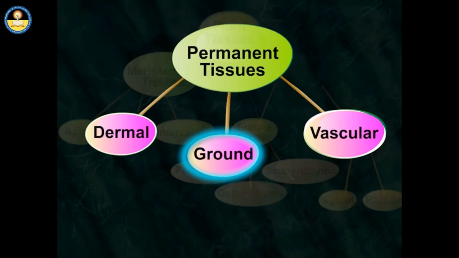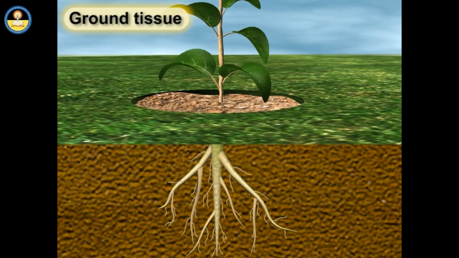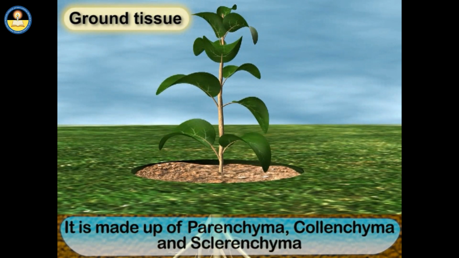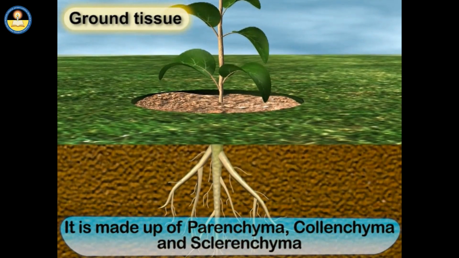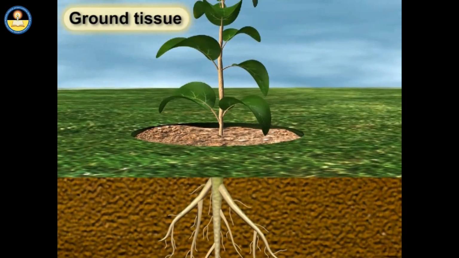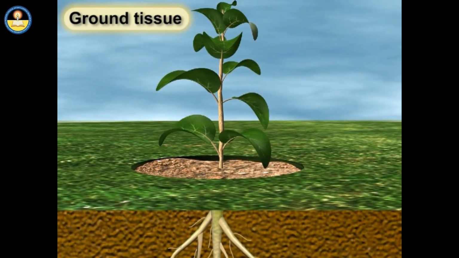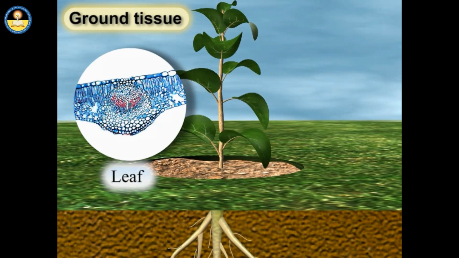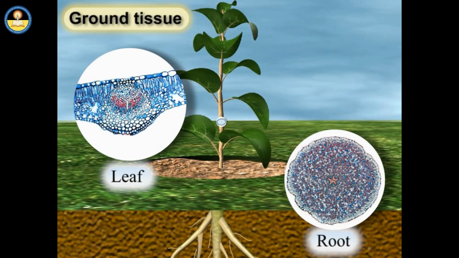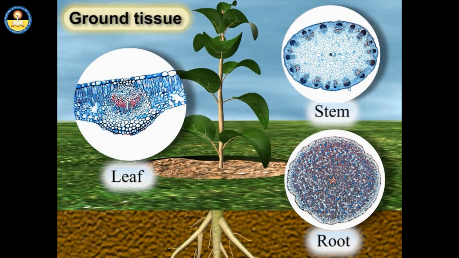Ground tissue. Ground tissue fills interior of plant. Ground tissue is made up of parenchyma, collenchyma and sclerenchyma. Most of a plant's body is made up of ground tissue, which has a variety of functions including photosynthesis, storage of carbohydrates and mechanical support of the plant.